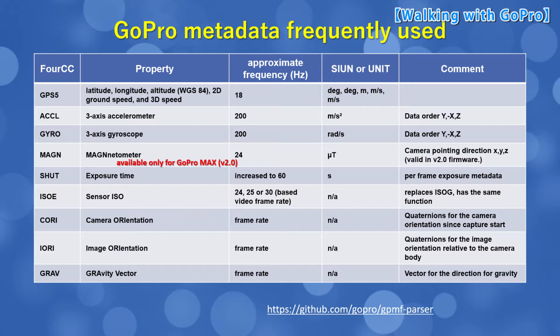This table shows the metadata I frequently use. Neither GoPro 10 nor GoPro 9 has any E-compass, namely, magnetometer. GoPro Max, 360-degree camera is available. CORI and IORI are composed of quaternions which make real GoPro and cropping GoPro respectively. Real GoPro can be also obtained by integrating gyroscope, namely angular velocity.